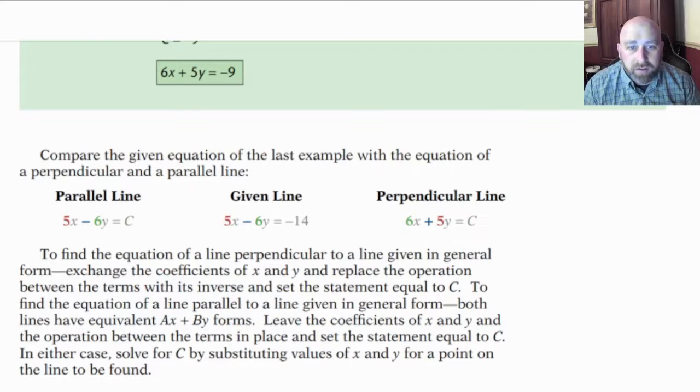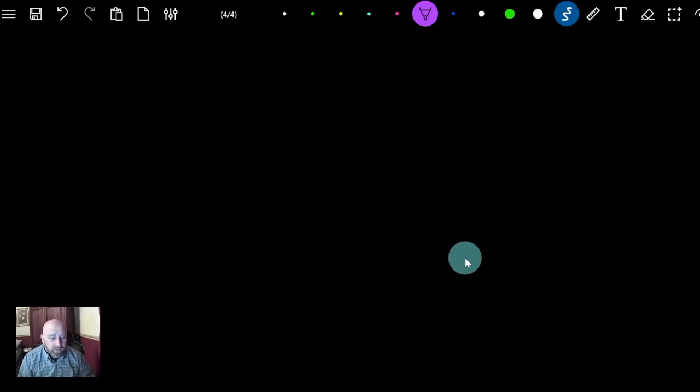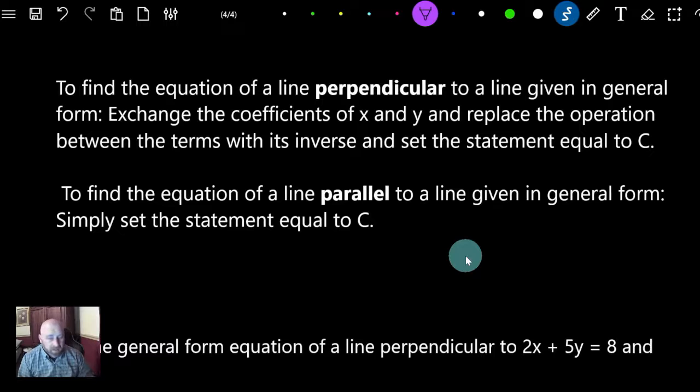So let's look over here at the screen, and let me show you these, hopefully in a format that you can learn from pretty quickly. To find the equation of a perpendicular to the line given in general form, here's what we do. Exchange the coefficients, switch x and y. Take x and y, swap them, and replace the operation between the terms with its inverse, and set the statement equal to c. Learn that. Highlight that. Write that down. This is important. You'll need to know how to do this.